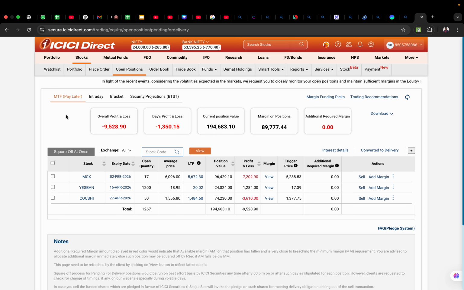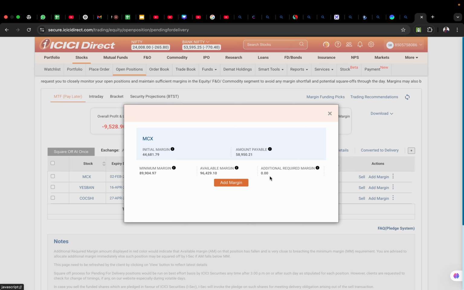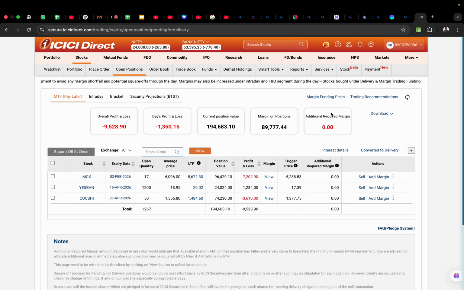So in this situation, I have taken a loan from the broker to purchase equities. When I apply for a loan, the broker offers me credit. If I click on this, see, the minimum margin required at that time was 89,000. So for the initial margin, I paid around 44,000 and took a loan of 58,000. On this 58,000, I'm continuously paying interest.